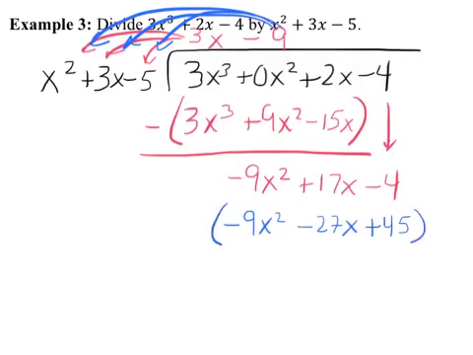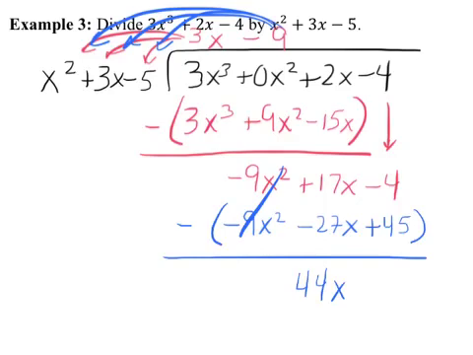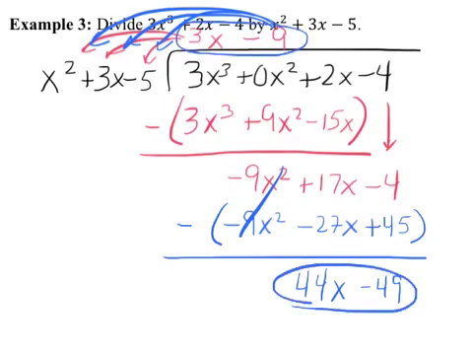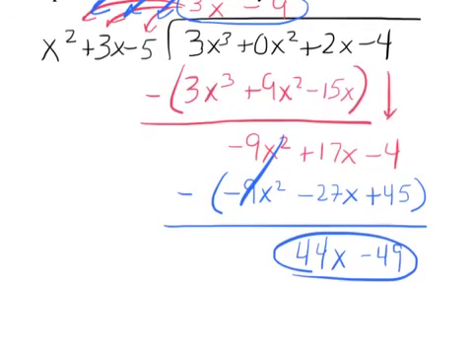I have to remember that I'm subtracting this whole quantity, so I put a subtraction symbol around it. These cancel to give you 0. Then we have 17x minus negative, which is really positive, so 17x plus 27x is 44x. Negative 4 minus 45 is negative 49. So it looks like there's my answer up there, and here's my remainder down here. So my result for a problem like this is going to say, alright, it's 3x minus 9 plus, now remember the remainder goes over the divisor.